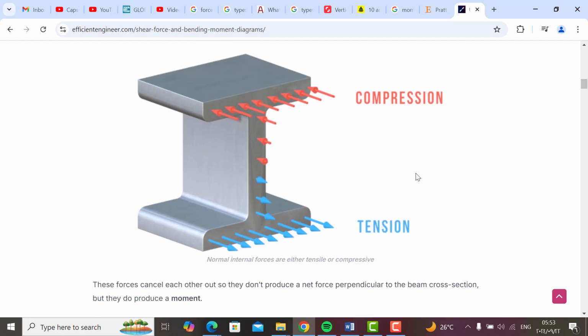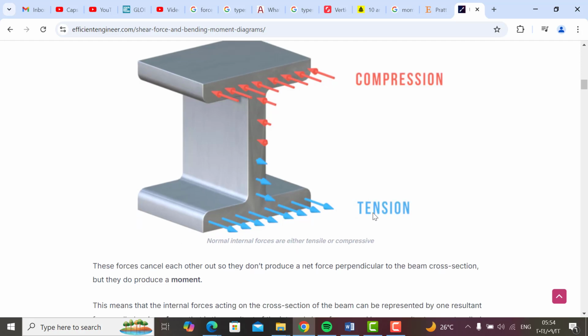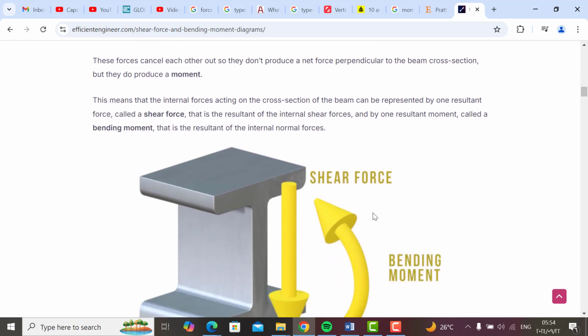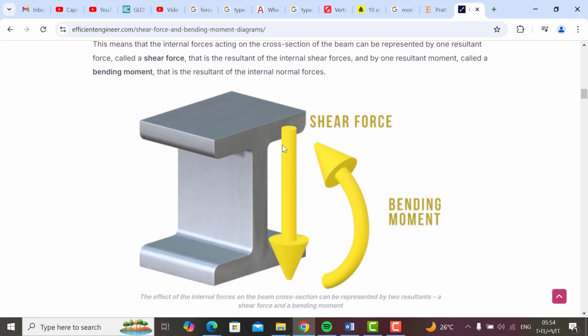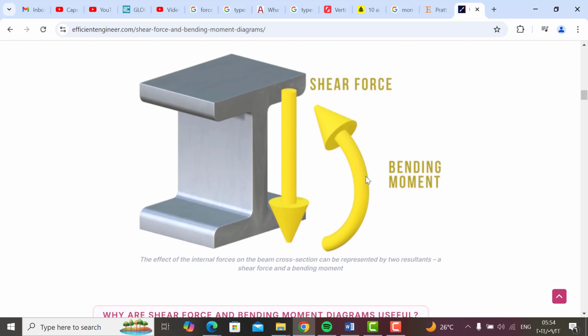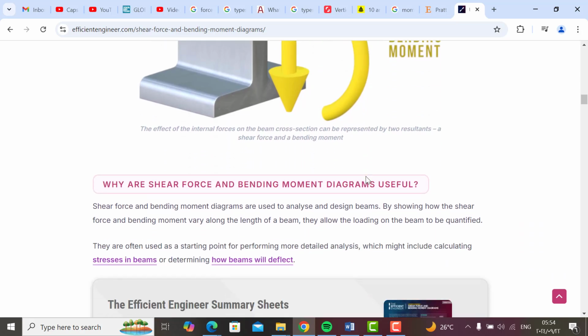So we have the force, which may be compression or tension. This is the compression in the red color, while tension is in the blue color. Okay, tension and compression forces. Here, with the bending, these are the shear forces and the bending that try to bend the beam. We have clockwise bending and anticlockwise or counterclockwise bending.